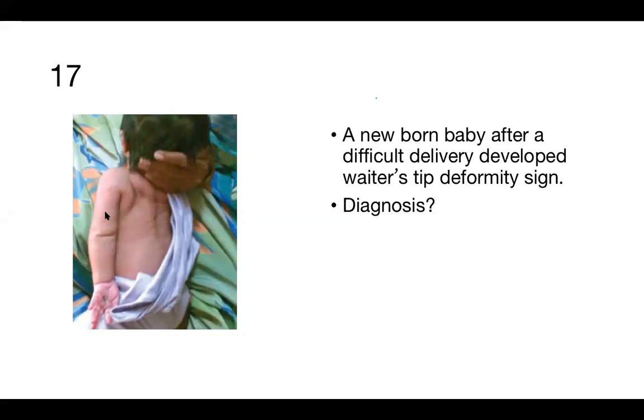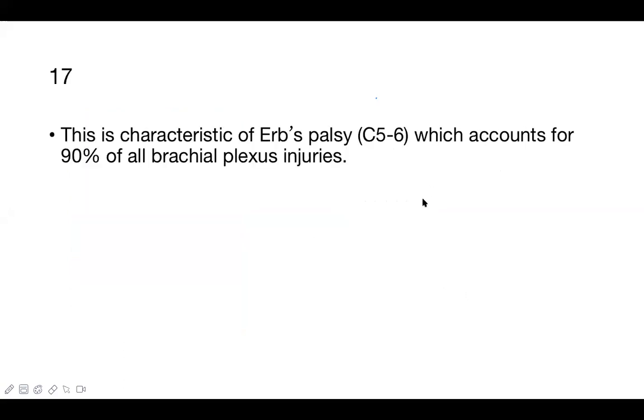Now see there, all the typical signs and symptoms are shown here. This is called Waiter's tip deformity, Erb's palsy. So this is characteristic of Erb's palsy. At C5 to C6, it is damaged, which accounts for almost 90% of brachial plexus injuries.